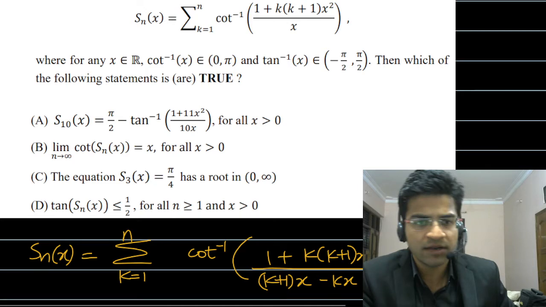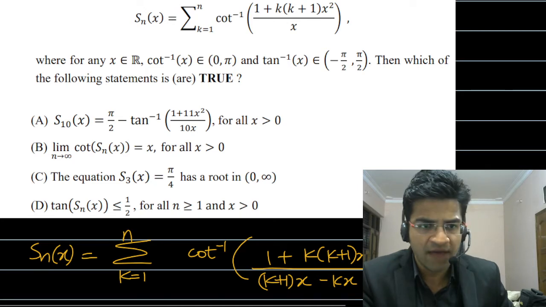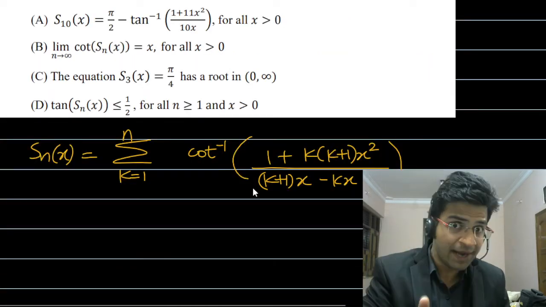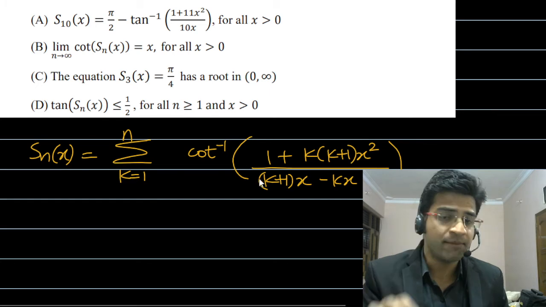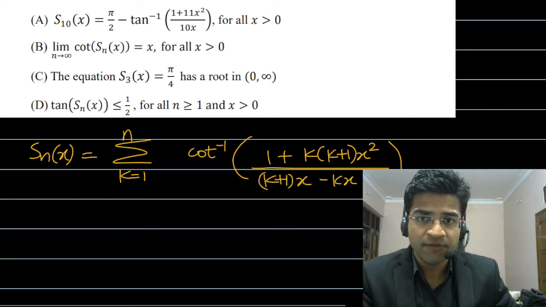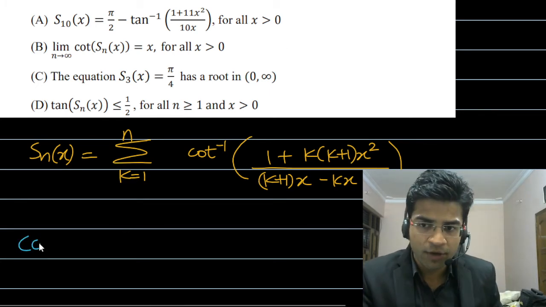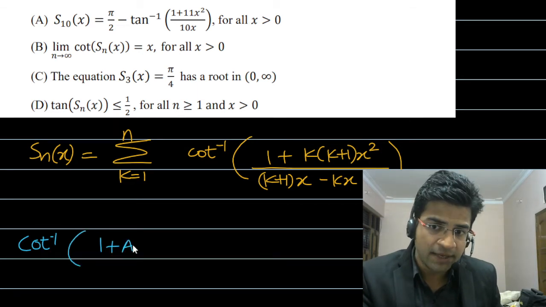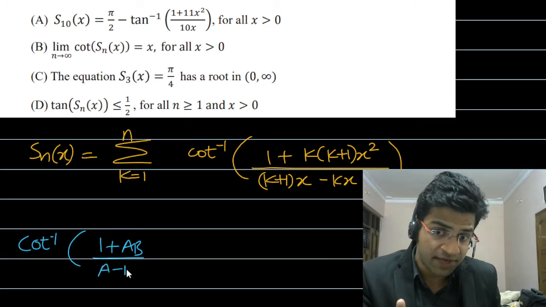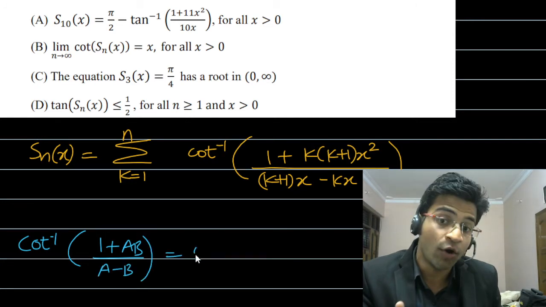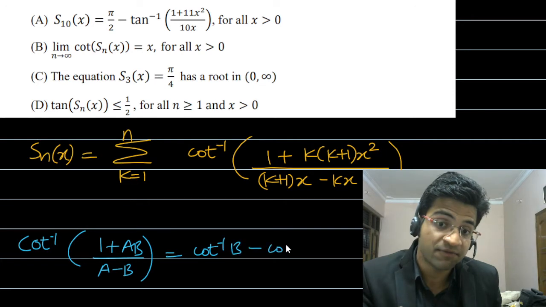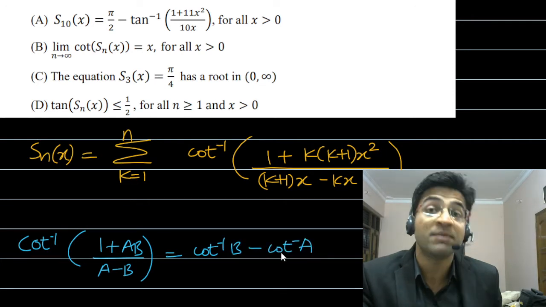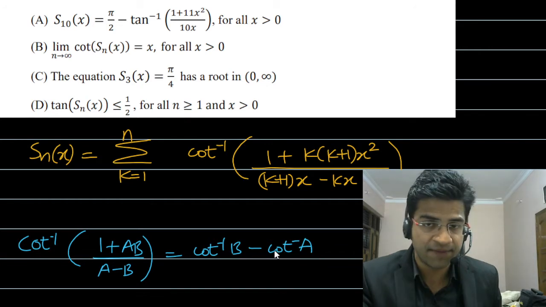You should be remembering this result: cot inverse of (1 plus ab) upon (a minus b). If it is a minus b, then you will get cot inverse of b minus cot inverse of a. It must be very clear to everyone. So we have cot inverse of b minus cot inverse of a. This is the result.